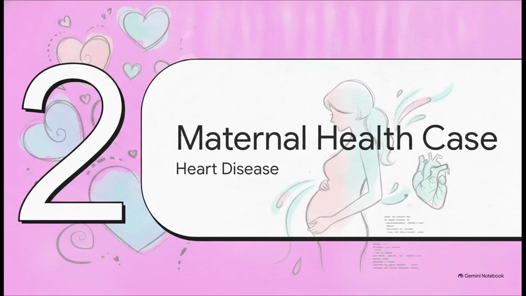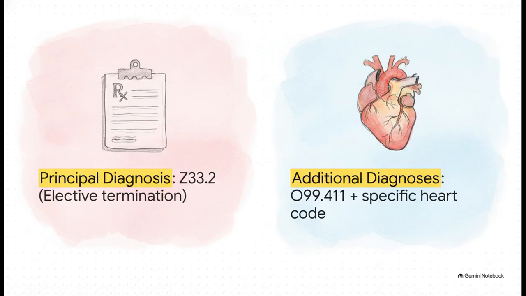Moving right along to our maternal health case study focusing on heart disease. Picture this. You've got a patient at 12 completed weeks of gestation. She's admitted for an elective termination because her physician strongly advised it due to severe heart disease. Now, even with this very serious medical context, because the decision is ultimately elective, your principal diagnosis has to be Z33.2, encounter for elective termination of pregnancy.